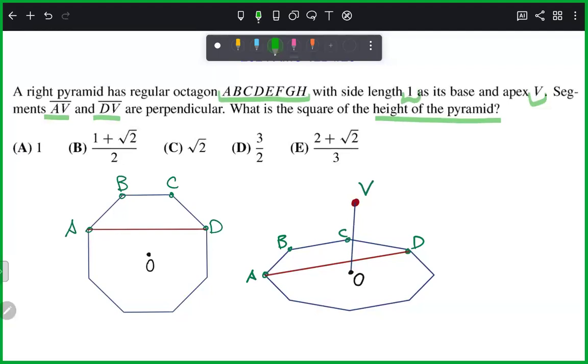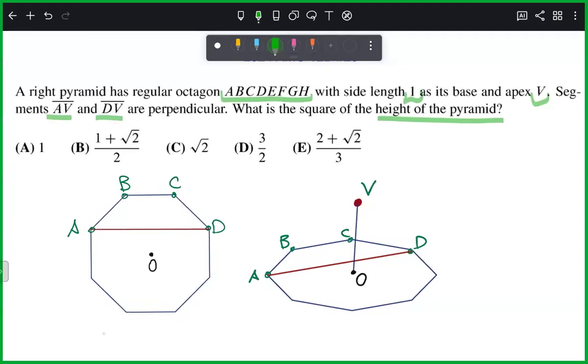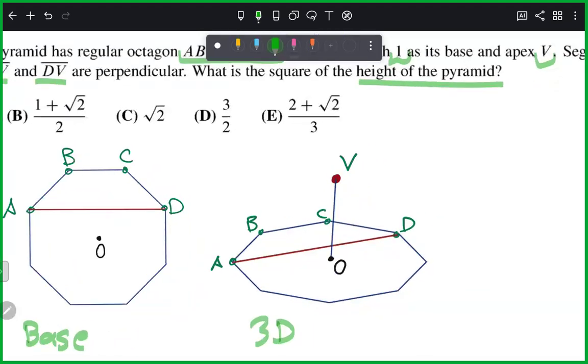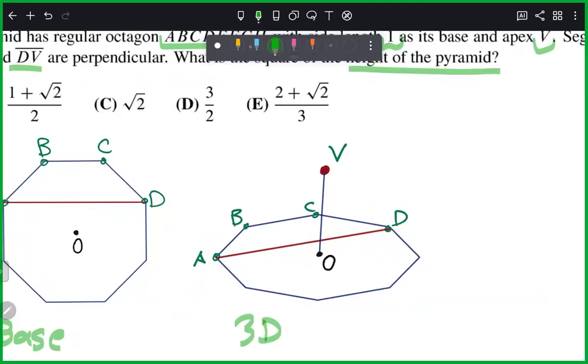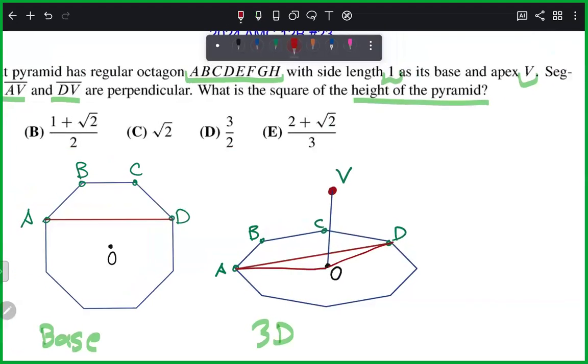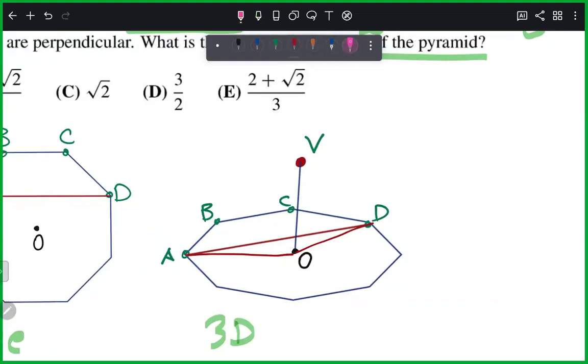I'm going to use those two figures. The first one is the base, and the second one is a 3D figure. First, I'm going to just draw AO and OD, where O is the center of the base. Okay, and then let me also connect AV and AD.